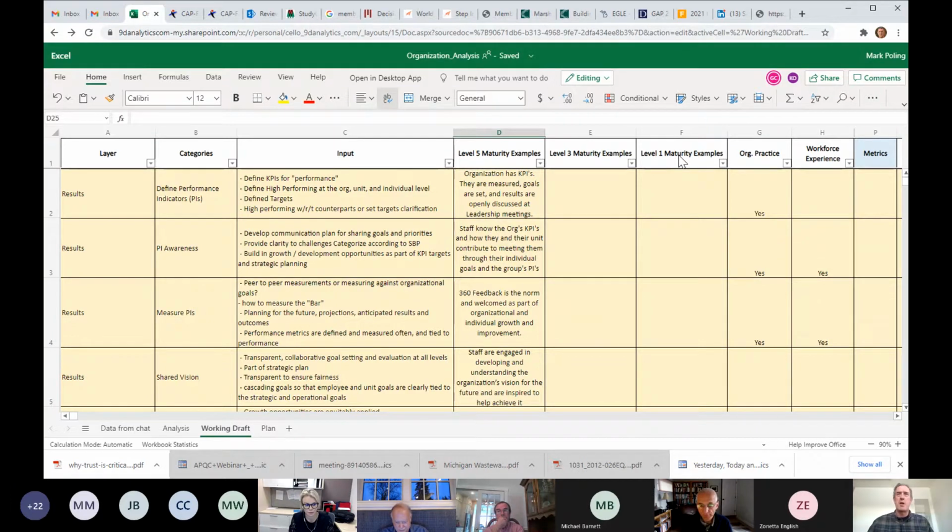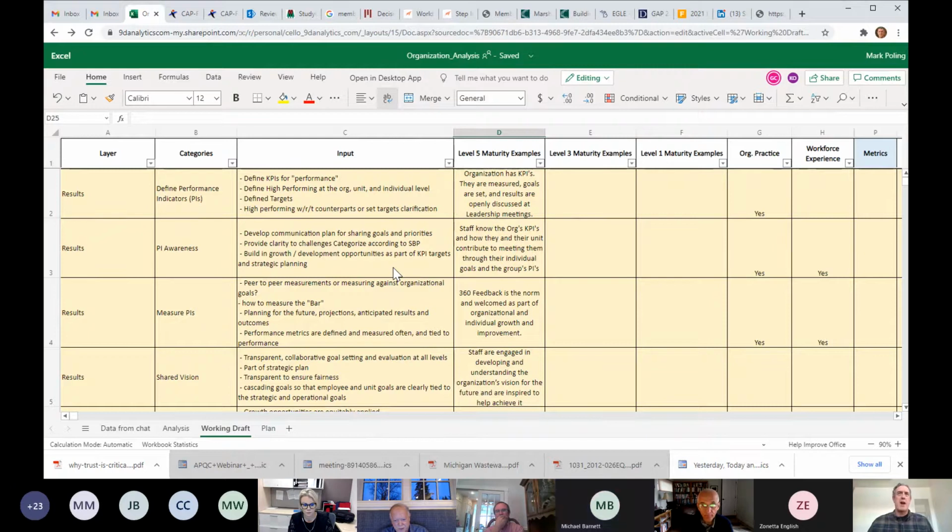Let me give you a couple of examples of what we've distilled. Again, there are many ways this could be cut and many things that this also suggests. If you start, when we talk about results here at the very top in row 2, we have defined performance indicators as the category. Some of the ideas suggested were defining KPIs for performance, defining high performing at the organizational, the unit and individual level, define targets was another idea, and then high performing with respect to counterparts or set targets clarification.